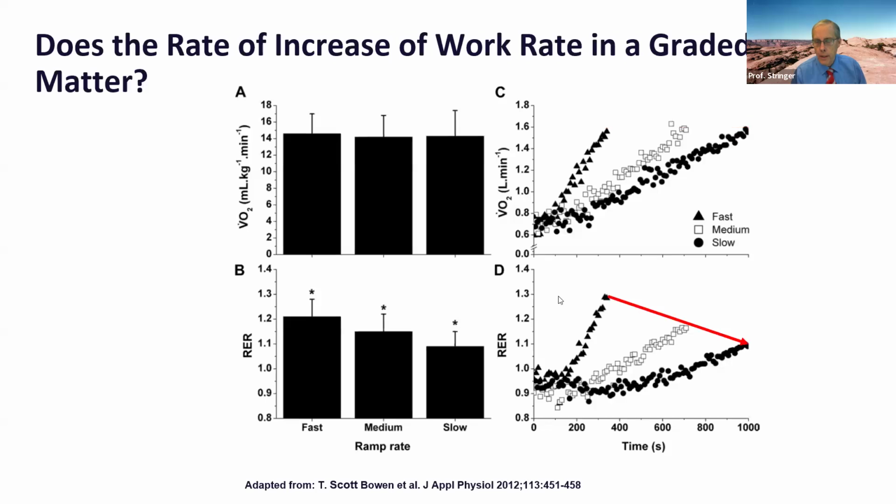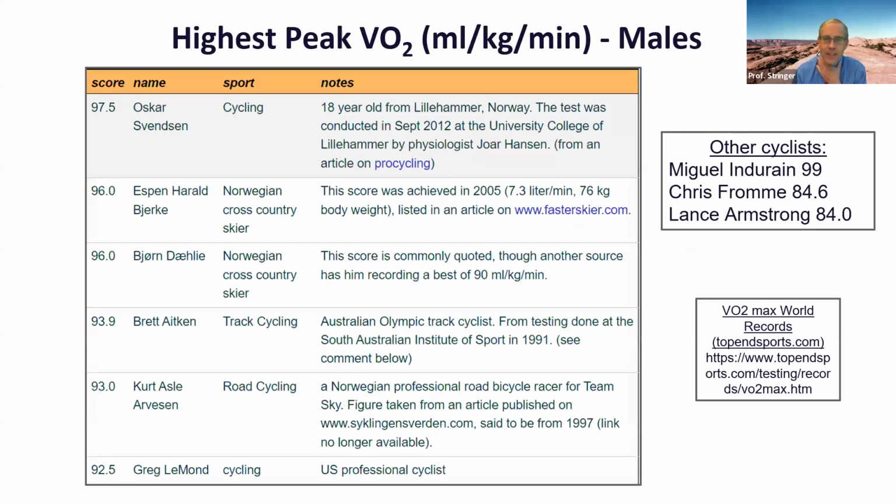So hopefully that makes sense. So hopefully you won't be using an RER to stop a test or to decide if it's a maximal test or not. You want to go back to the other cardiovascular variables, heart rate, oxygen uptake, AT, et cetera, to really understand the test. Okay, there was another good question about, like, what's the highest measured oxygen uptake?